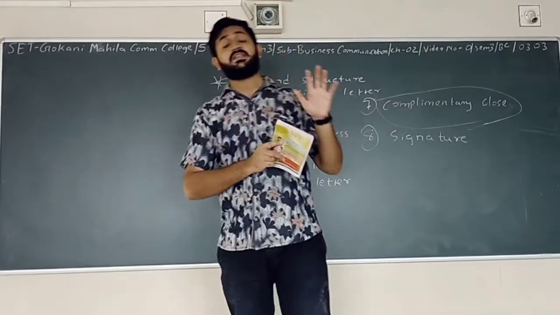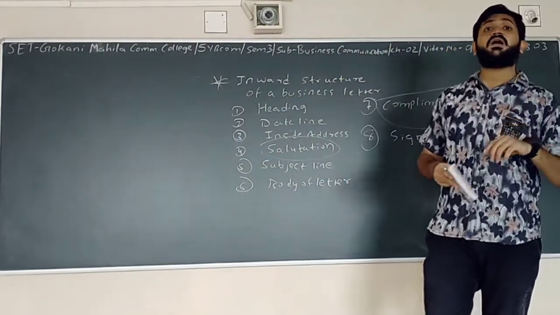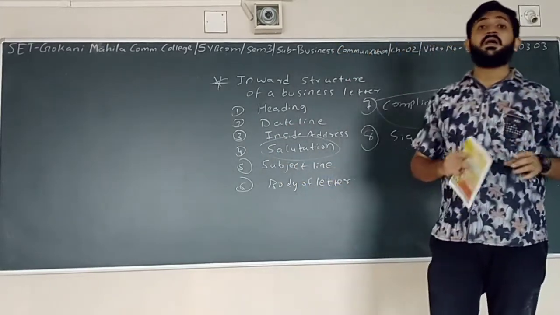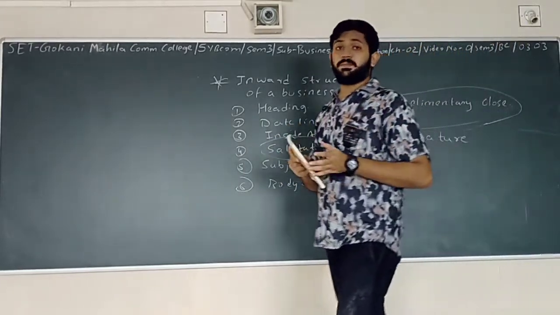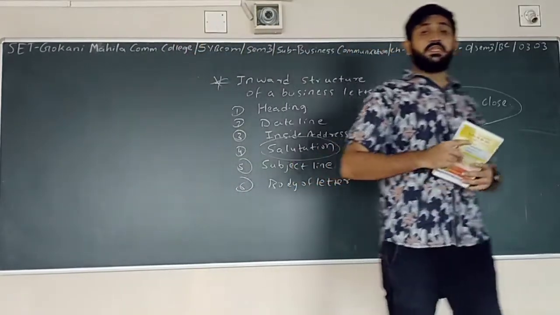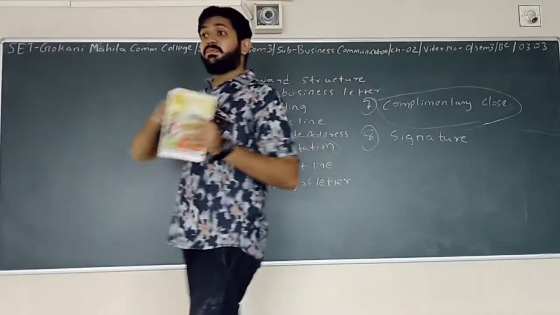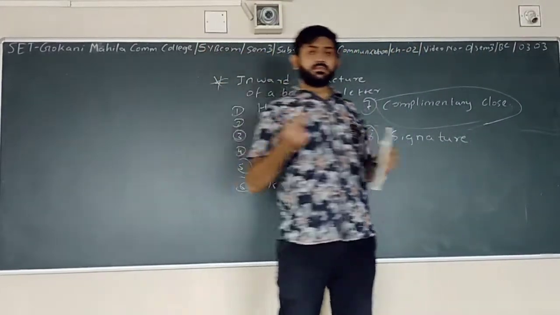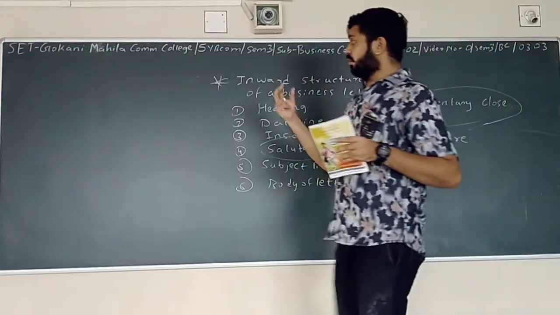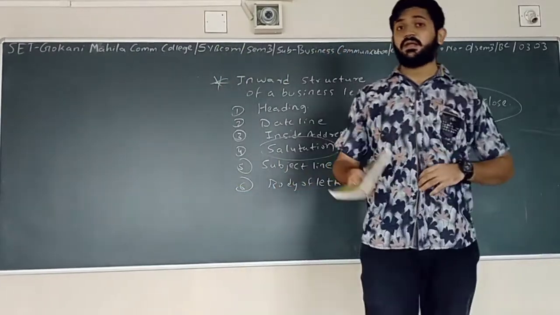In the previous lectures we have seen the output appearance: how you are going to use the paper, the margins, and the envelope. So we have seen the output appearance, and this is the inward appearance. The types of letters remain, which we will understand in the next lectures. These two parts are very essential for writing the business letter. Okay, thank you.